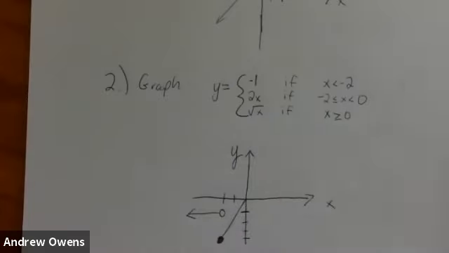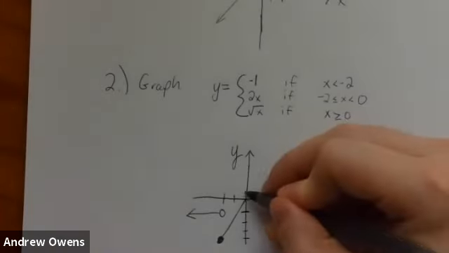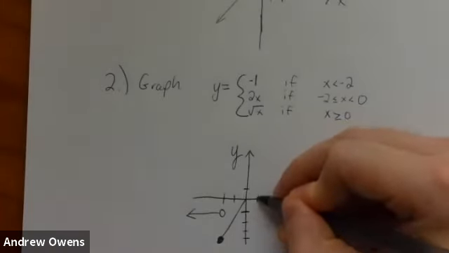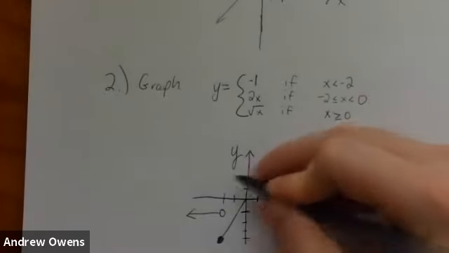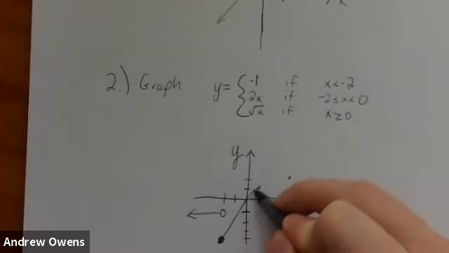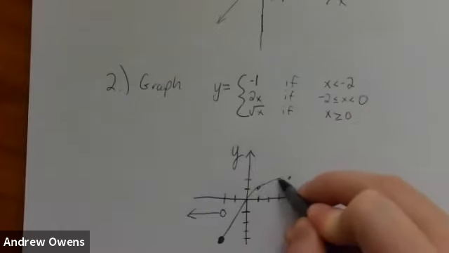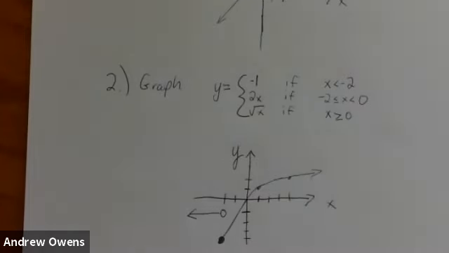And then we have the square root of x for x is equal or greater than 0. So when x is 1, y is 1. When x is 4, y is 2. And we draw in our radical equation here, our square root of x. And we have successfully drawn this piecewise function now.